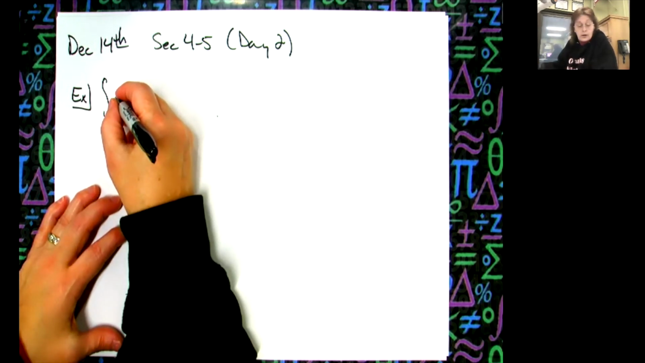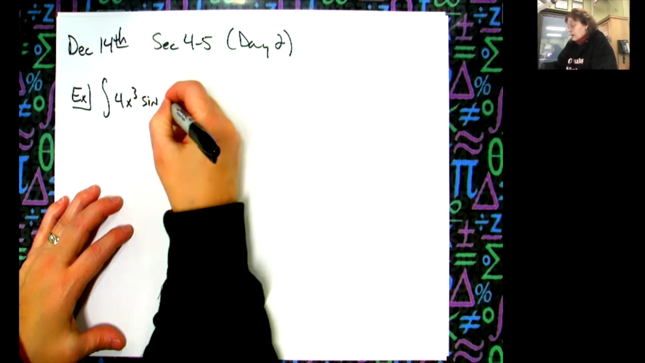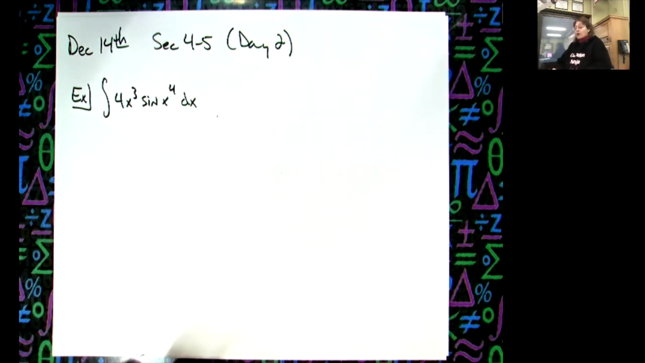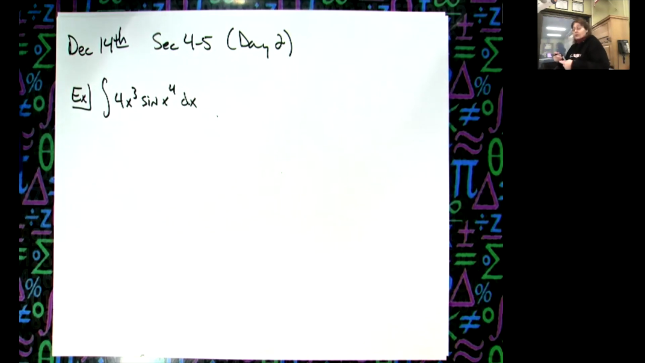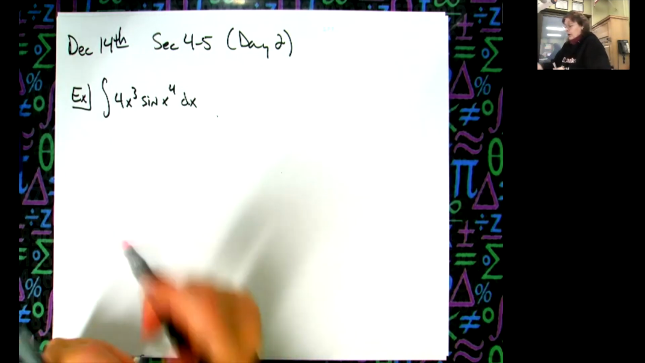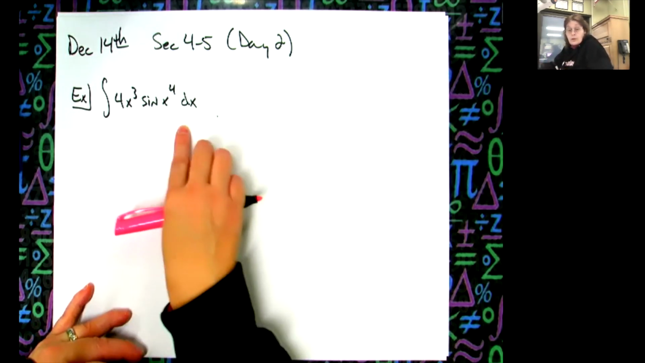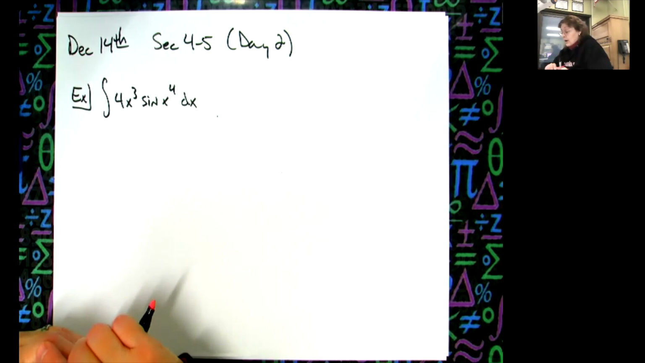So let's say we're going to integrate 4x to the third sine x to the fourth dx. Now, for today, I think I'm going to do this in a separate color. You don't have to do it in a separate color, but I do want the work set up in this way. Obviously, this is going to be a u-substitution. You've already done an assignment on that. You've got to find what you're going to let your u be.